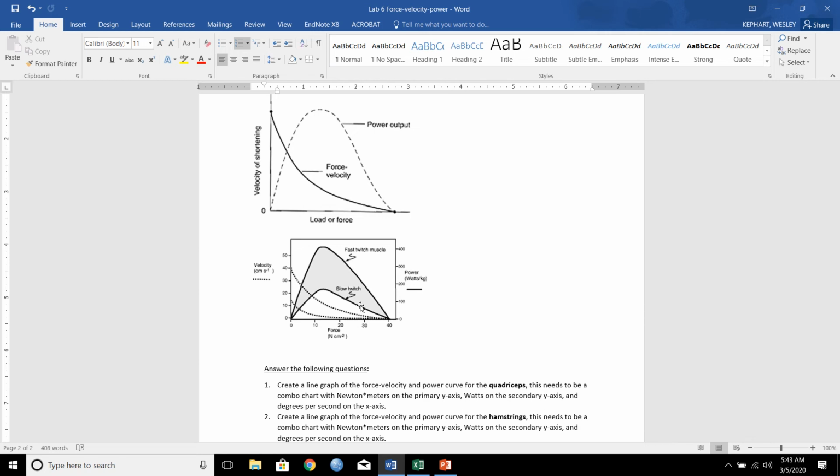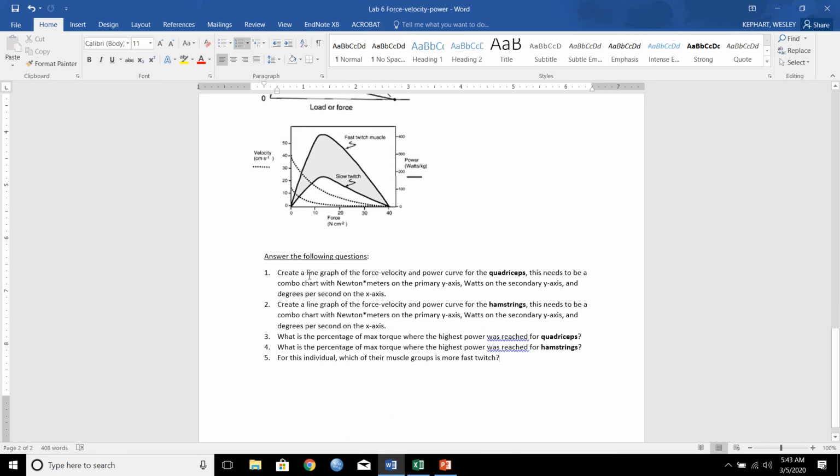So today we're going to be comparing quadriceps and hamstrings, and we're going to see if whoever goes in your group, if their hamstring or quadricep is slightly more fast or slow twitch dominant. So hopefully that's fun and interesting to all of us in here. Now, what we're going to have to do, we're going to have to make two graphs and then answer 3 questions overall. So let's look at how these graphs are going to look.